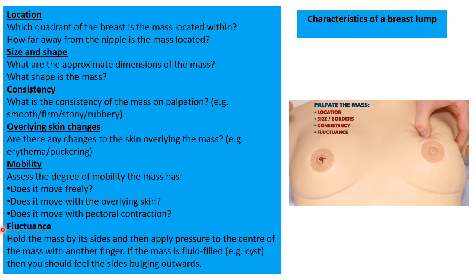And finally, you have fluctuance. Hold the mass by its side and then apply pressure to the center of the mass with another finger. If the mass is fluid filled, for example a cyst, then you should feel the sides bulge outwards. This is your fluctuance test. If it is fluctuant, most likely it is a fluid filled cyst, and cysts are usually benign lesions.